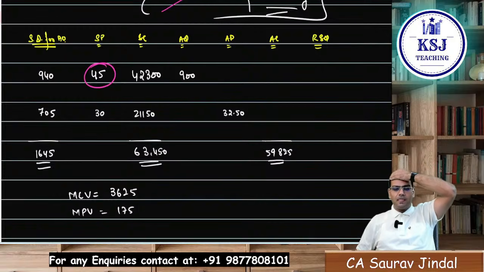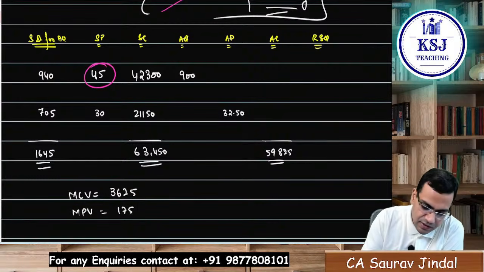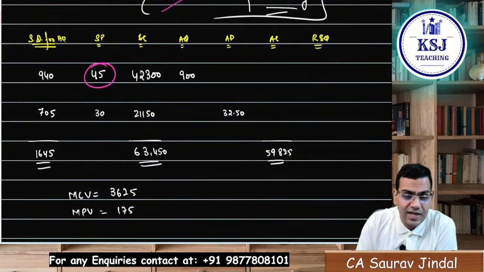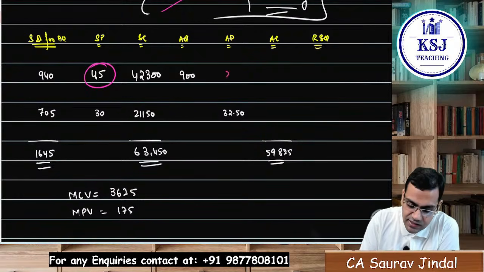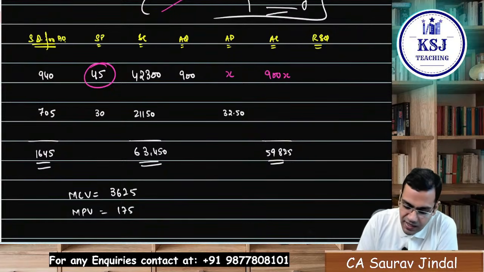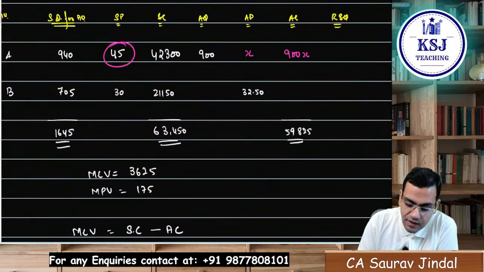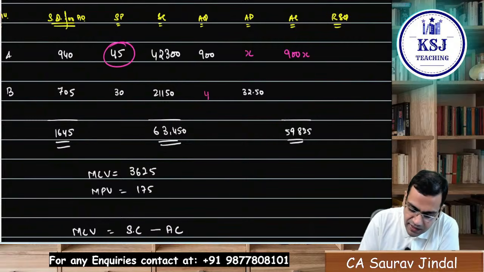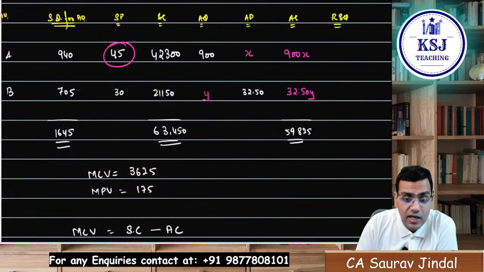Now the next thing to be calculated, the price variance. How can we take it, sir? See here, just try to understand. For material A, I will take the actual price as X. So what will be the total cost? Total cost will be 900X, right? For B, if I take Y, I will get 32.50Y.